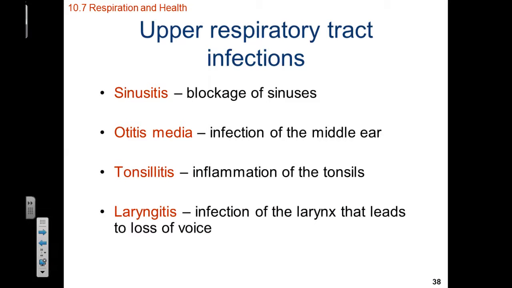Moving on, let's talk about some homeostatic imbalances that can occur, or some disease states that can occur. Here are some upper respiratory tract infections that are fairly common. You can have sinusitis. Sinusitis is an inflammation. Look at this itis. Itis for inflamed. Sinusitis is inflammation of the sinuses. And usually when those sinuses become inflamed, they become blocked, and a patient will have a painful sinus infection.